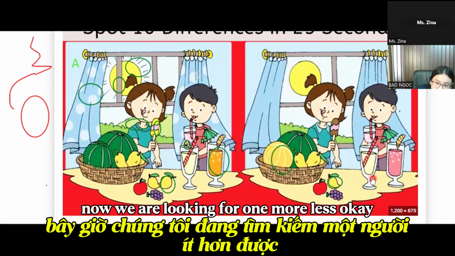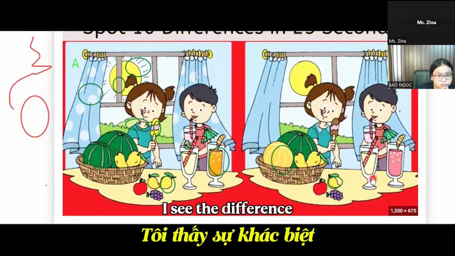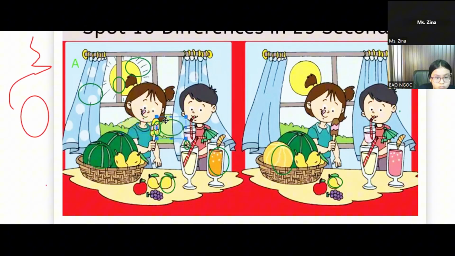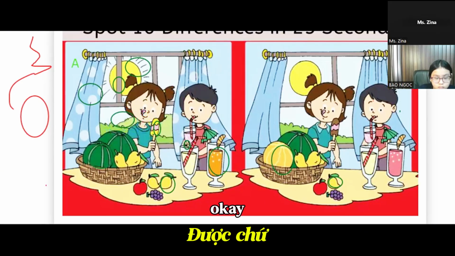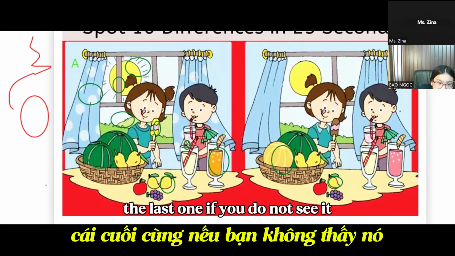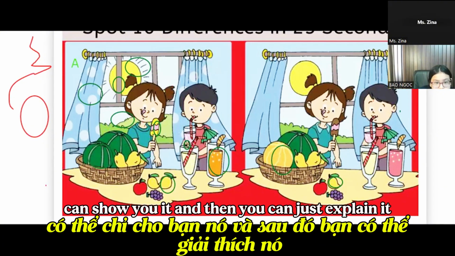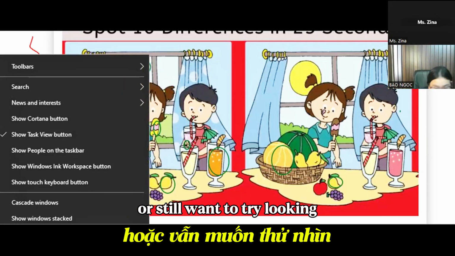Now we are looking for one more. Oh, I see the difference. I'm going to help you out because this circle is for the heel. Just want to make it more obvious. All right, I found it, the last one. If you do not see it, don't worry about it. I can show you it and then you can just explain it. So just let me know if you would like me to show it to you or still want to try looking.